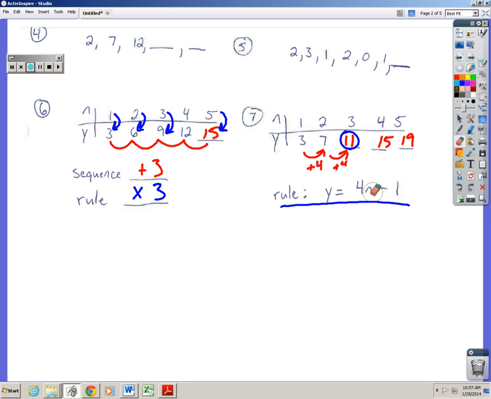If I would put a 4 in for my n, 4 times 4 is 16, minus 1 would give us our 15. If I'd put in a 5, 5 times 4 is 20, minus 1 gives us our 19.